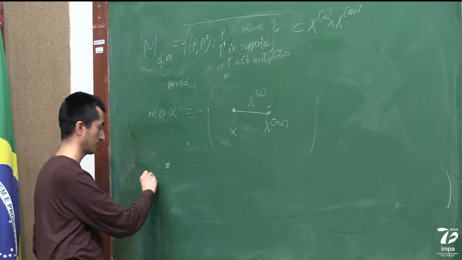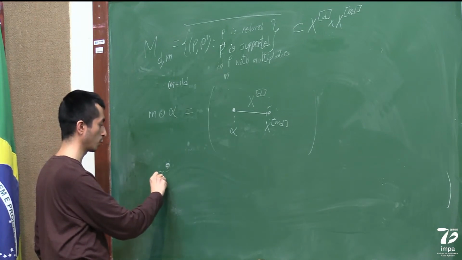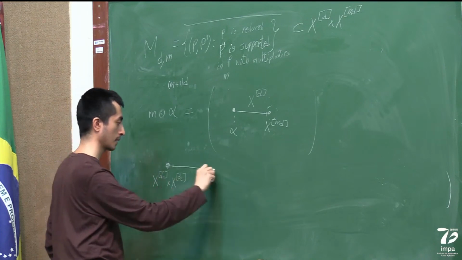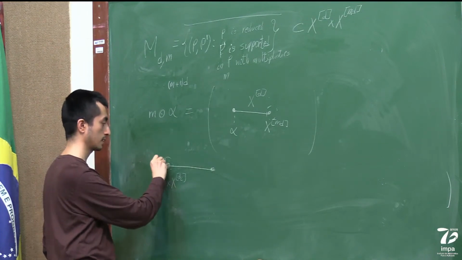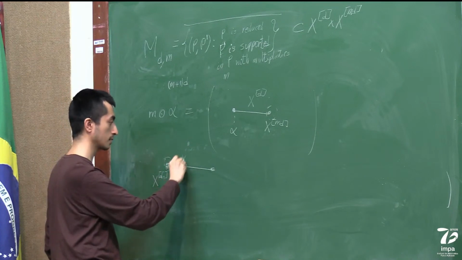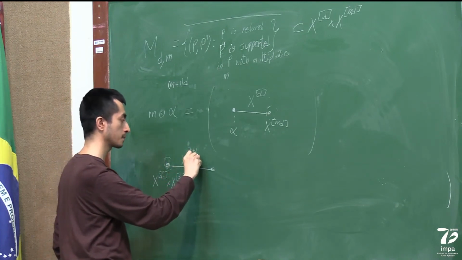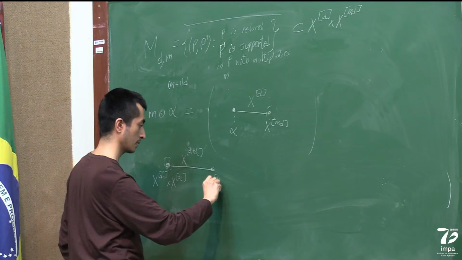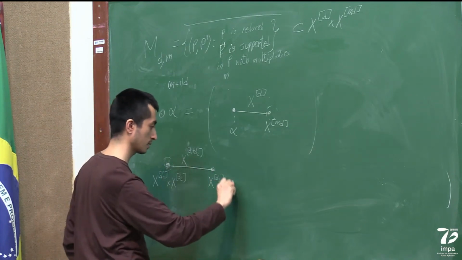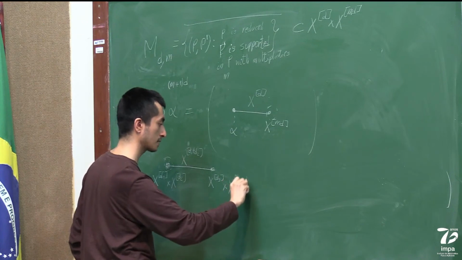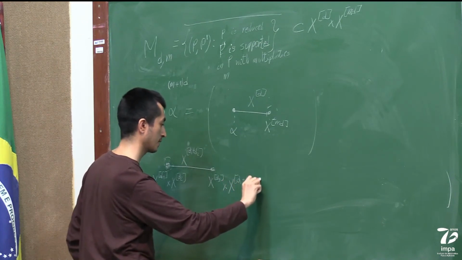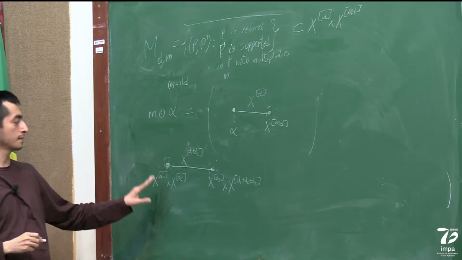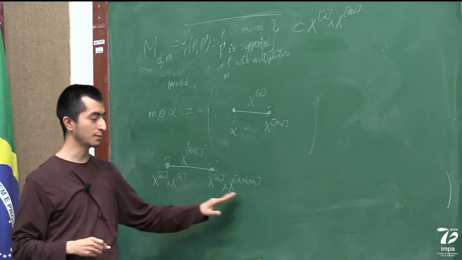For instance, let's say that we have x^{d1}, x^{d2}, and this has a standard class with x^{d1+d2}, then x^{d3}, and this has a nice standard class with x^{d1+d2+d3}. This convolution lives in x^{d1} times x^{d2} times x^{d3} times x^{d1+d2+d3}.